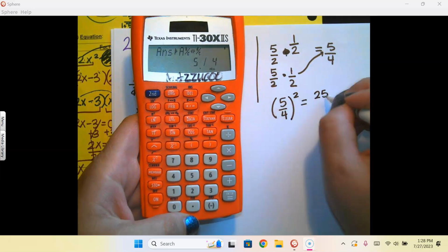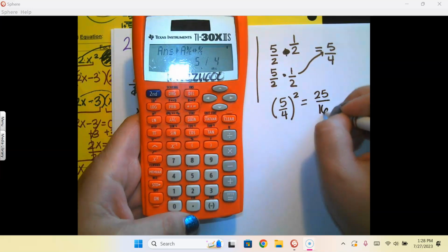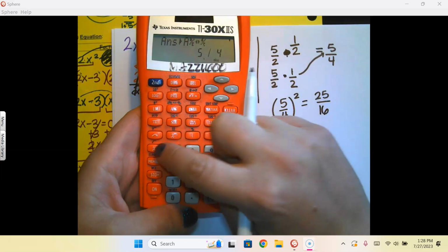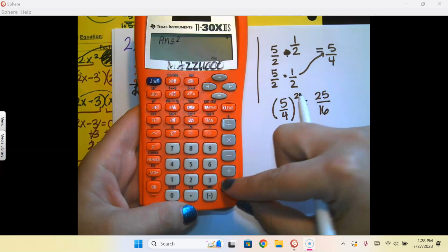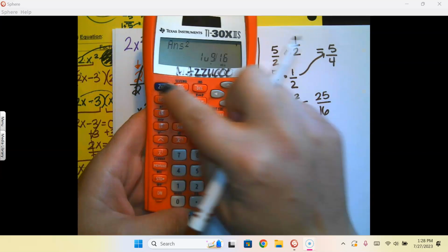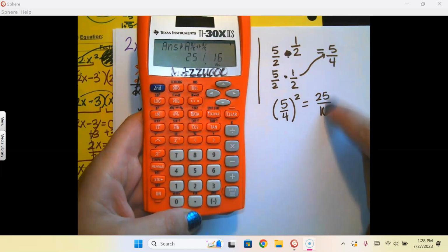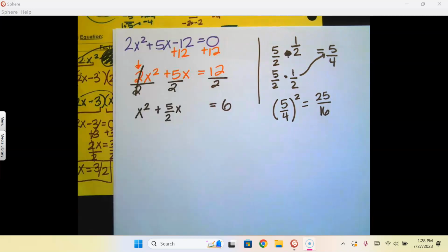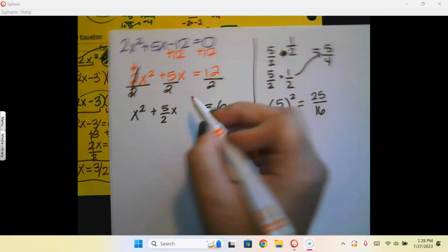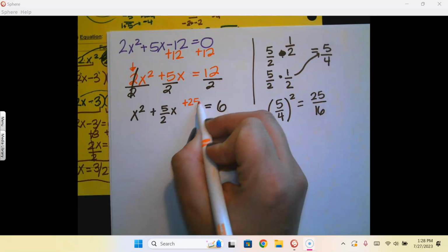So 5 squared is 25, 4 squared is 16. So on my calculator, I could just click the square button and then ask it to change it to an improper. And then there's that 25/16. So we're going to have to add 25/16 to both sides.